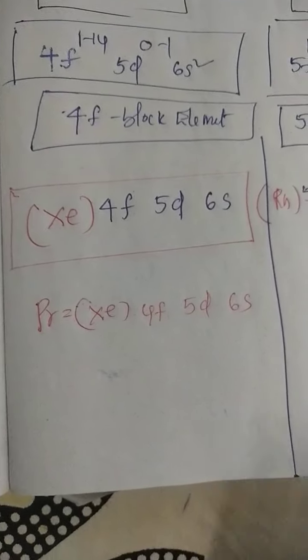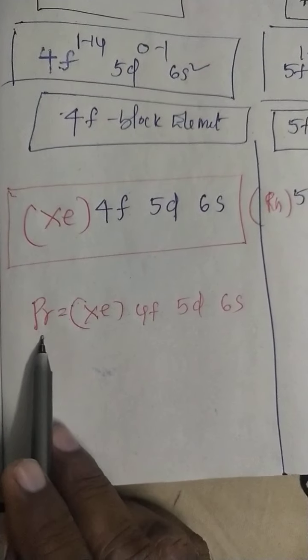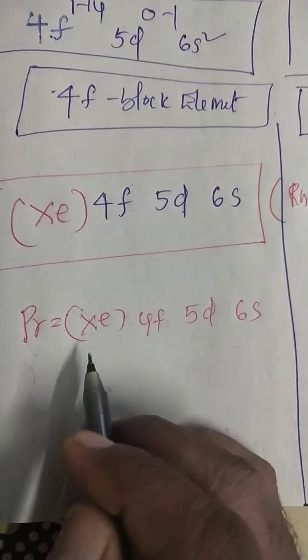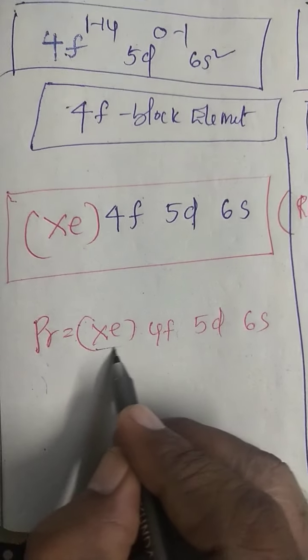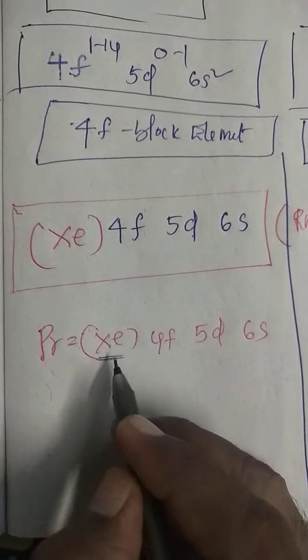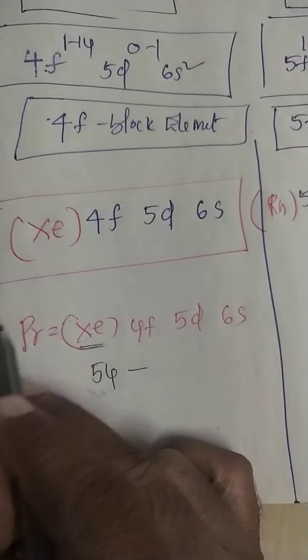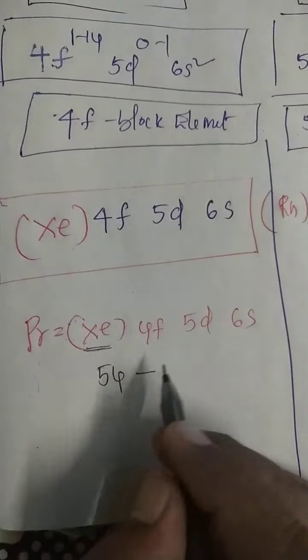See carefully, my dear students, what is the atomic number of promethium? Promethium's atomic number is 59. Now carefully observe, xenon is 54 generally. So 59 minus 54, the difference is 5 electrons. It means these 5 electrons are arranged in these orbitals.